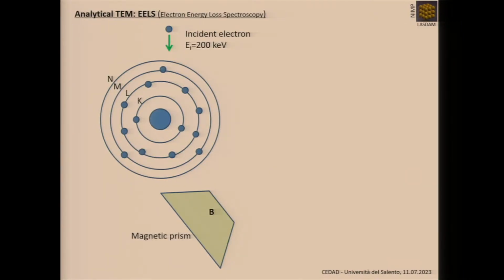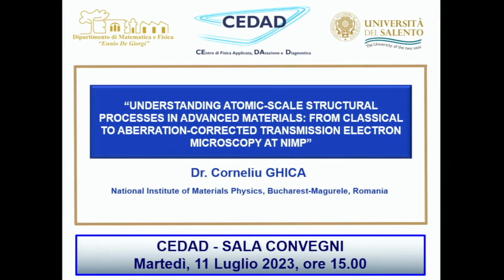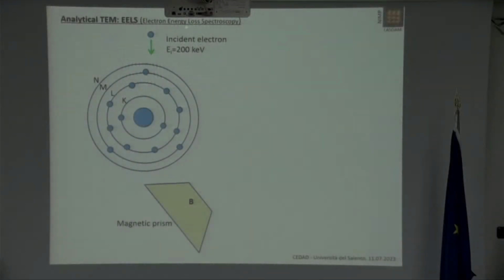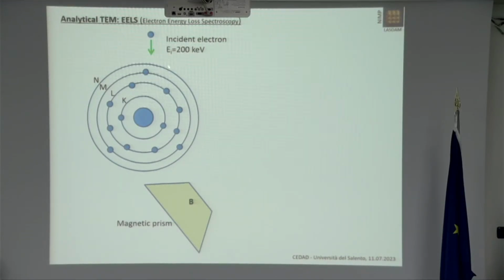The EELS technique is illustrated here. This time we are not interested in the secondary radiation emitted by the atom under the influence of an incident electron, but we are interested in the fate of the incident electron after interacting with the atom in our sample. After this inelastic interaction, in which a part of the energy of the incident electron is offered to the atom in the sample to produce some excitation or ionization, we can measure the loss of energy with the help of a spectrometer.